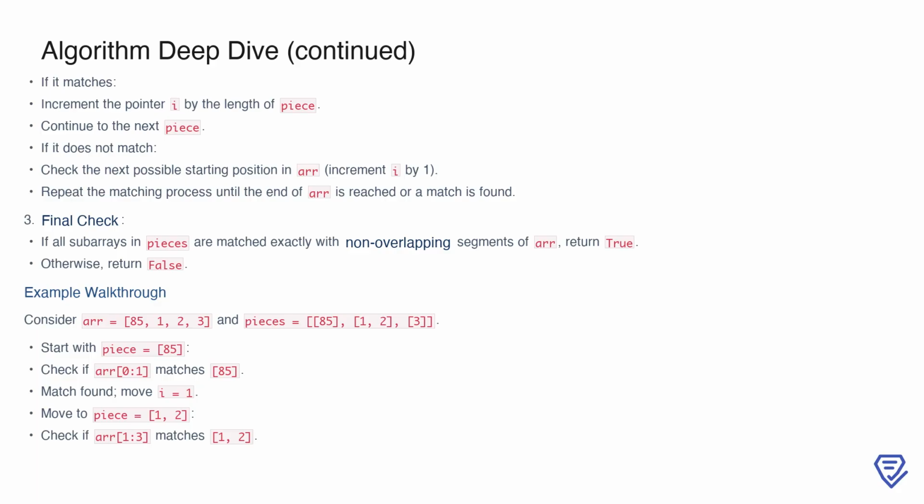For example, if ARR is [85, 1, 2, 3], and pieces is [[85], [1, 2], [3]], we start with the first subarray, [85], and check if it matches ARR[0:1]. Since it does, we move the pointer to the next position.